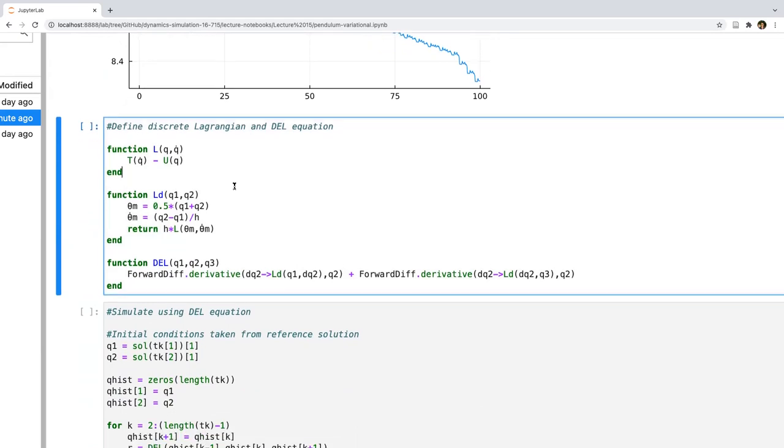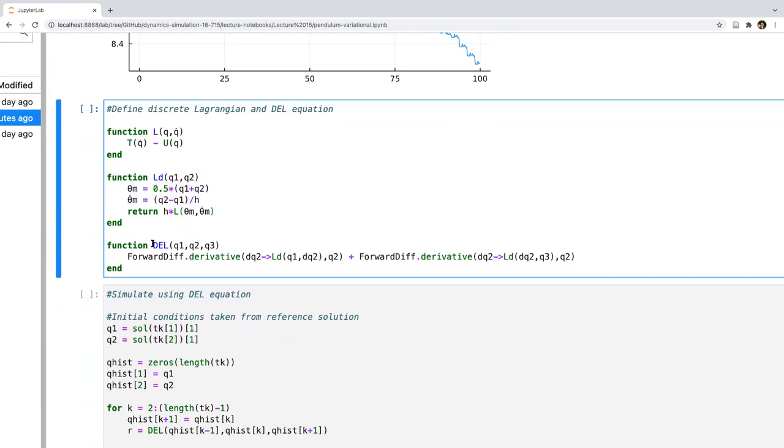So what we'll do now is the variational method. Here we define the Lagrangian right here. We define this discrete Lagrangian using these midpoint approximations, like we said before. So h times the midpoint thing. And then I write down my discrete Euler-Lagrange equation, which again, remember, involves 3 time steps in a row. It's the derivative of this guy with respect to the second argument evaluated at q1, q2, and then the derivative of this guy with respect to the first argument evaluated at q2, q3, right? So this is exactly what we wrote down. I'm using ForwardDiff to get the derivatives.